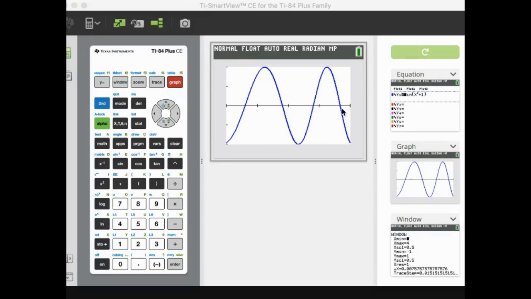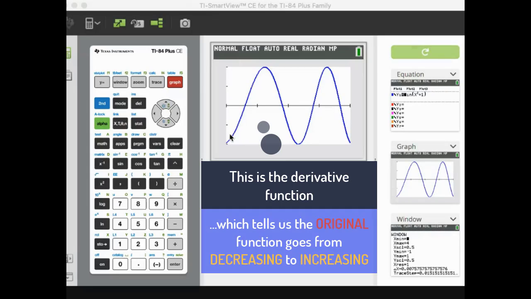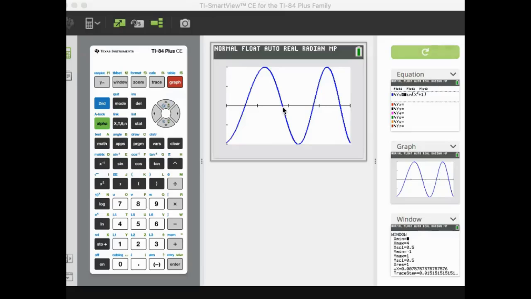And not only do I have 4 relative extrema, I have 2 minimums. I know that this right here and this right here is a minimum. And I have 2 maximums, this right here and this right here. This is a minimum because the derivative changes from negative to positive. So our function goes from decreasing to increasing. If a function decreases and then increases, that place where it changed must be the minimum. And then this is a maximum because our derivative is changing from positive to negative.